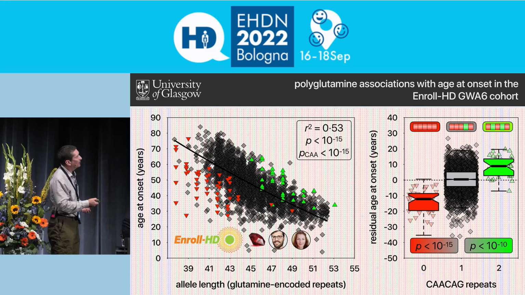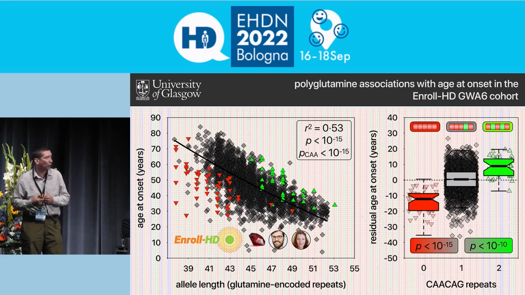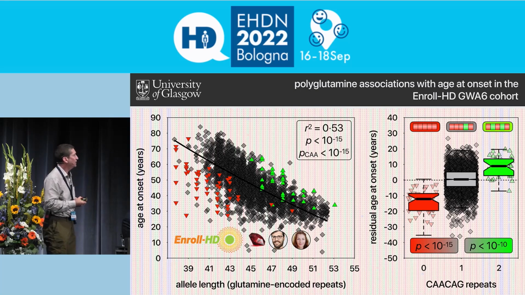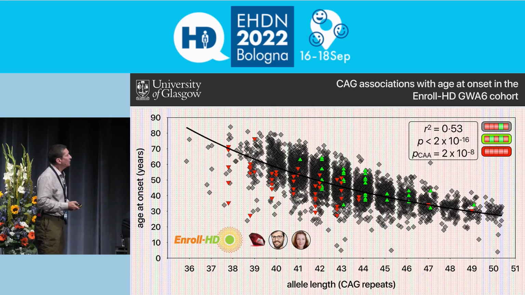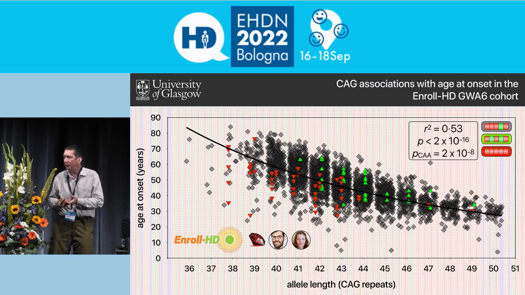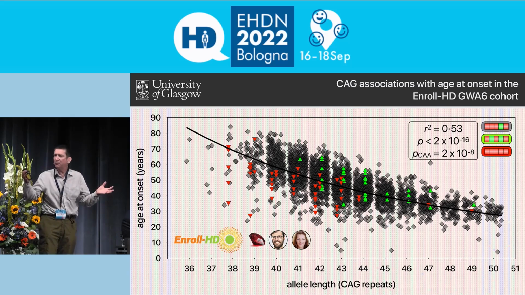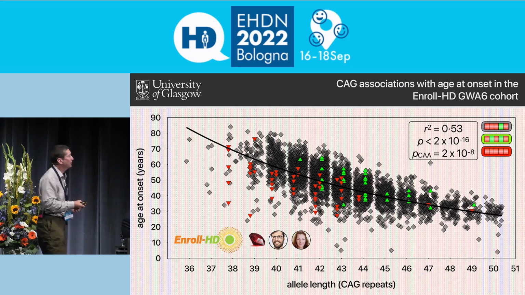So again, probably about a 6 or 7 year delayed age of onset based on glutamines for the duplication of the CAA, and about a 12-year earlier onset for loss of the CAA based on the number of glutamines. So if we correct that for the number of pure CAG repeats, then those points now lie much closer to the line. So we're bringing everyone in now.